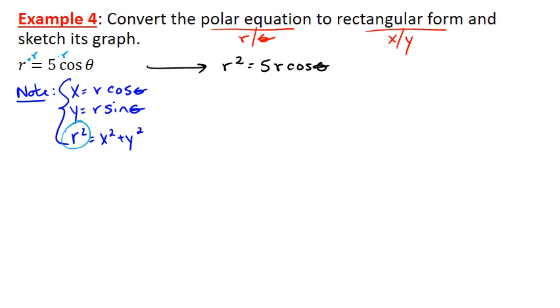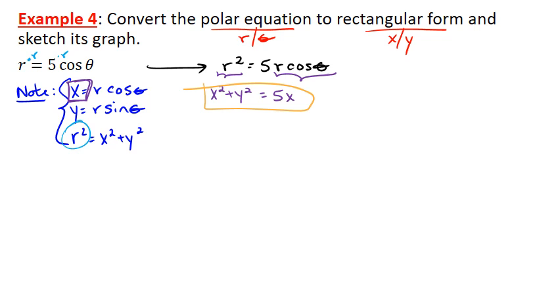Well, this was super helpful because I know that r squared is x squared plus y squared. And I also know that r cosine of theta is equivalent to x. So this is equal to 5x. Boom. I have my x and my y. That is good enough for a rectangular equation. But we also want to sketch this graph. And looking at this, it's hard to tell what this is going to be a graph of.